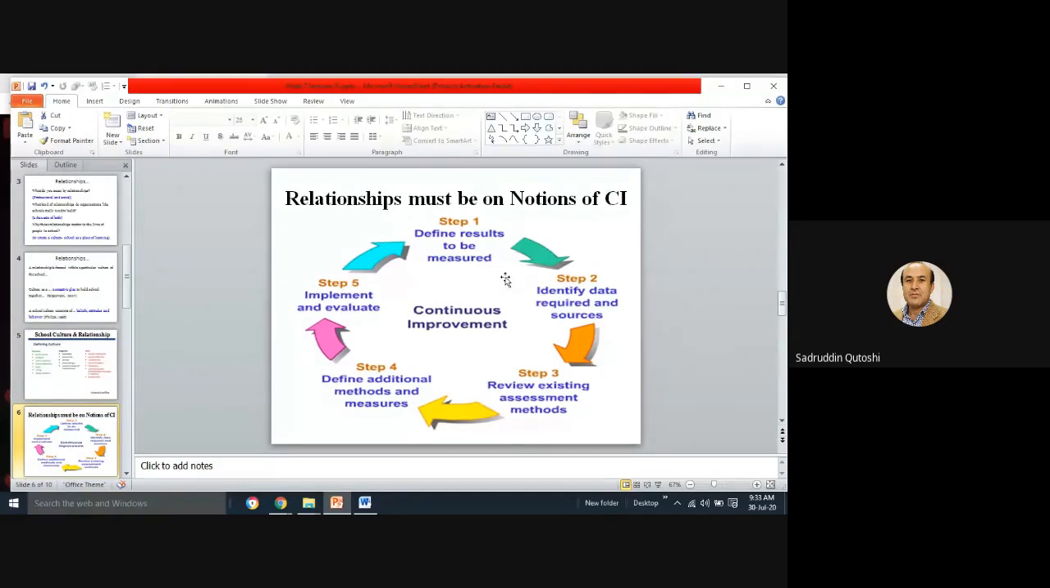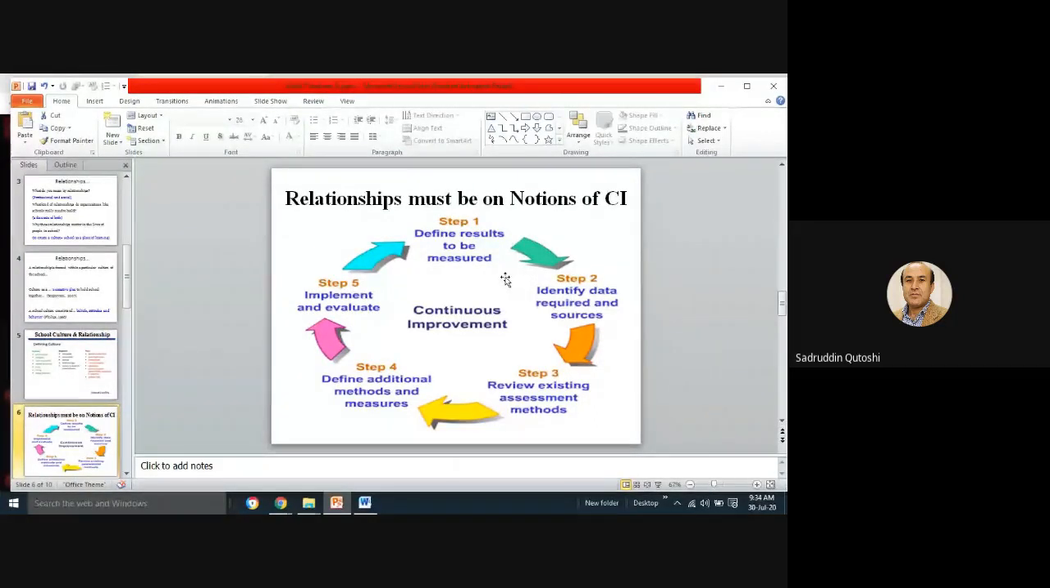The fourth important step we need to understand is to define additional methods and measures. What kind of additional actions do you need to put in place as a principal in school? What are the steps you have to take in order to put your efforts into continuous improvement of the school, continuous improvement in teaching-learning conditions, continuous improvement in building relationships, continuous improvement in developing a very positive culture in school? So what are those additional methods and measures you need to take?